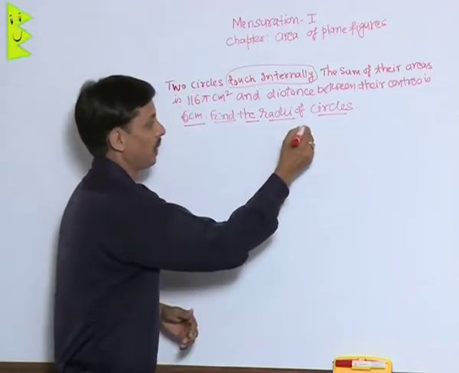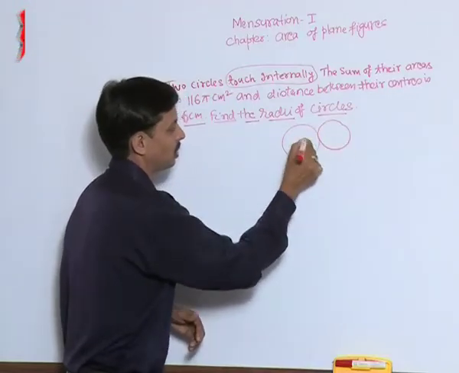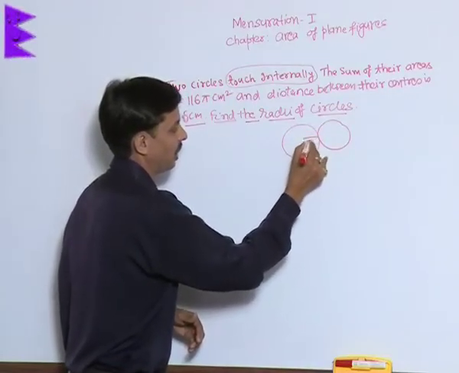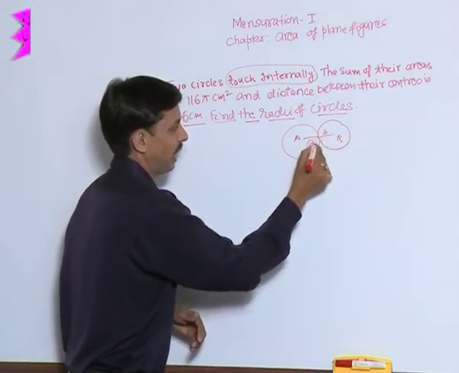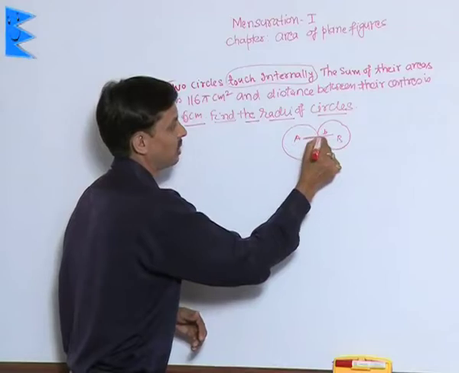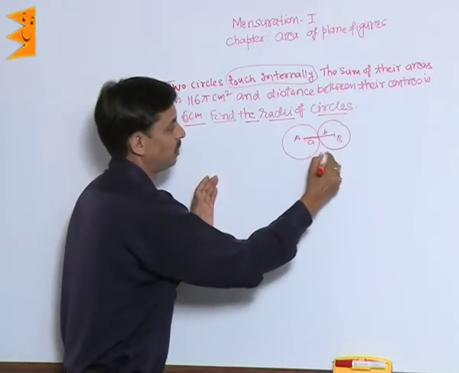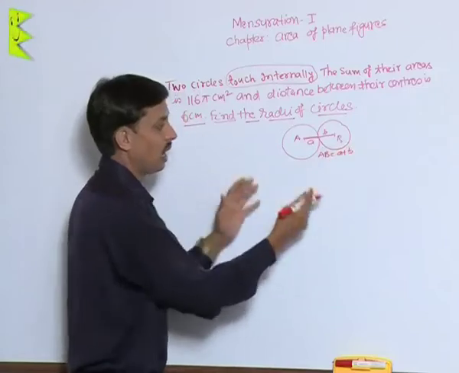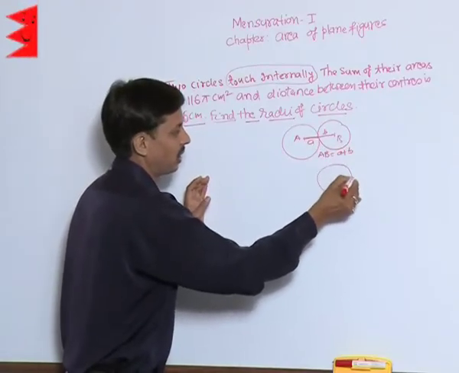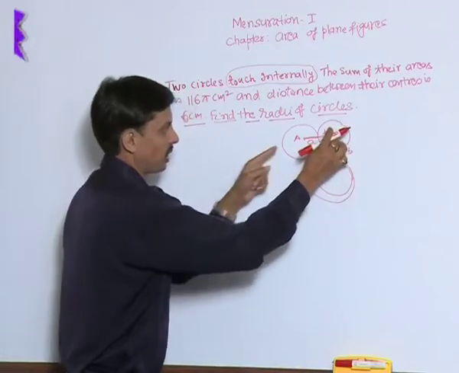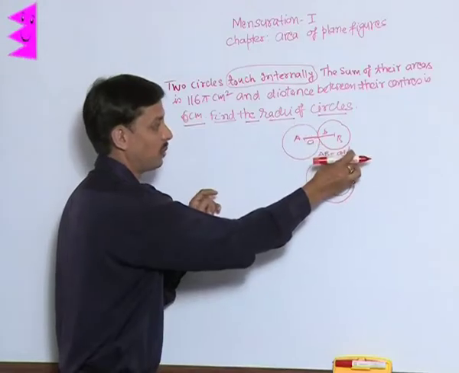For example, if I say this is a circle and this is another circle, suppose the radius of this circle is A and the radius of this circle is B units. As you can observe, these two circles are touching externally, so the distance AB is equal to A plus B. When two circles are touching externally, the distance between their centers is equal to the sum of the two radii.